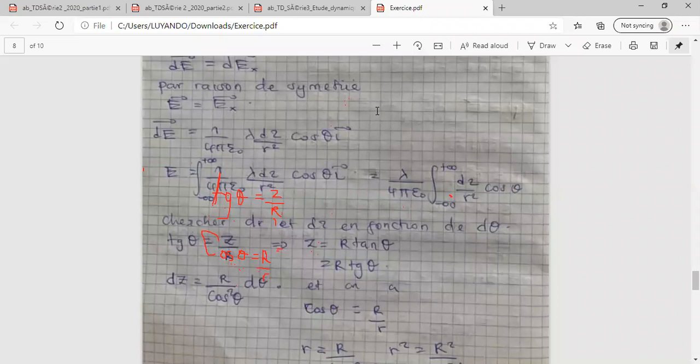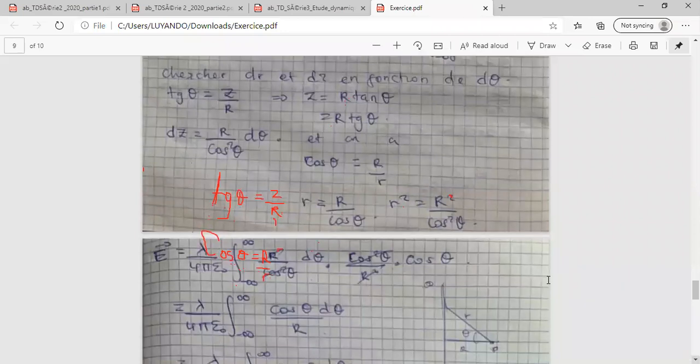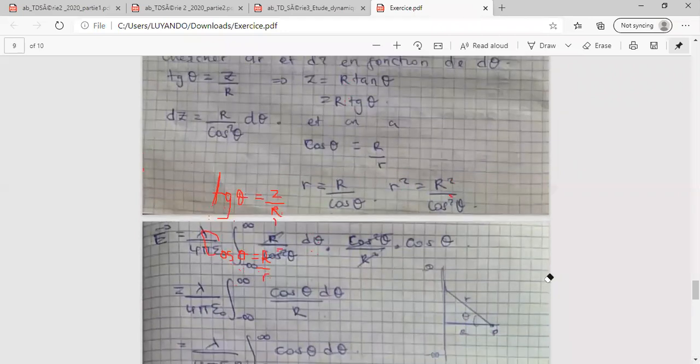This cos theta that we have here. So yeah, that's what I'm going to have. Then all this, when I try to simplify it, my final expression is going to be the constant over 4 pi epsilon 0, integral from positive infinity to negative infinity of cos theta d theta over r, which is what I have there.